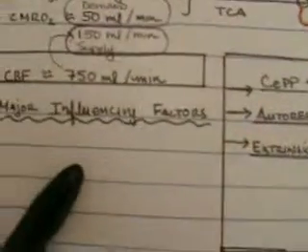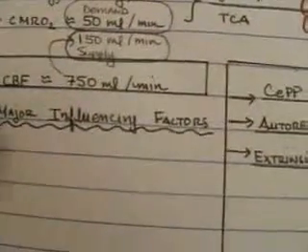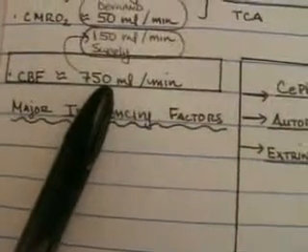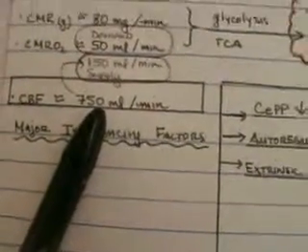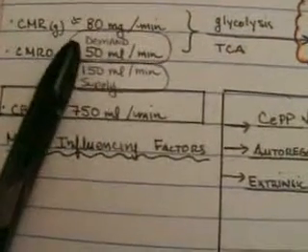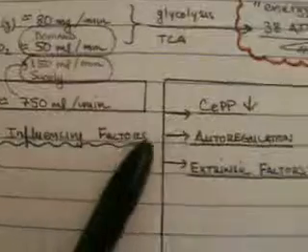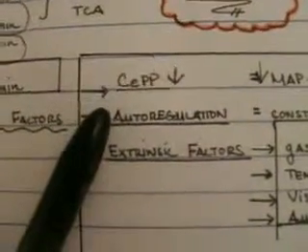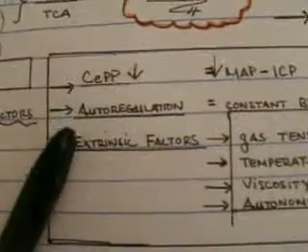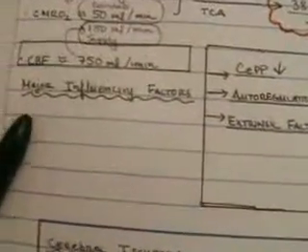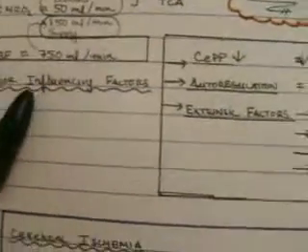Then we talked about the cerebral blood flow. And the average cerebral blood flow for the average adult brain, we said, is approximately 750 mLs of blood per minute. And it was through the blood that oxygen and glucose are supplied to the brain. And then we mentioned the three major influencing factors being cerebral perfusion pressure, cerebral autoregulation, and certain extrinsic factors that help to try to provide adequate cerebral blood flow.